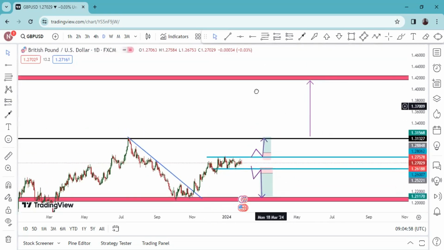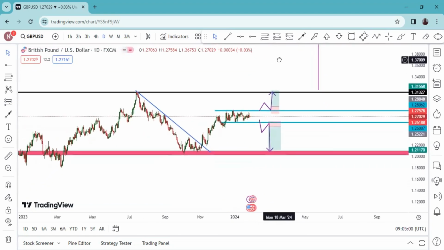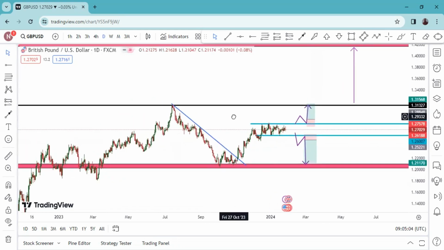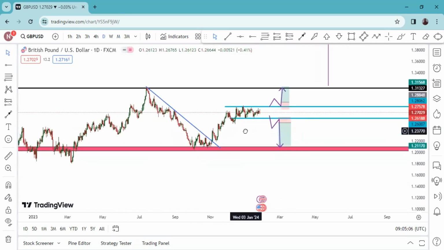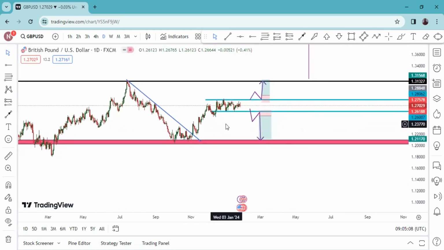But now in the forex market, you cannot tell, you just follow what the market is doing. That's what I'm doing right now. So this is my expectation for GBP USD.